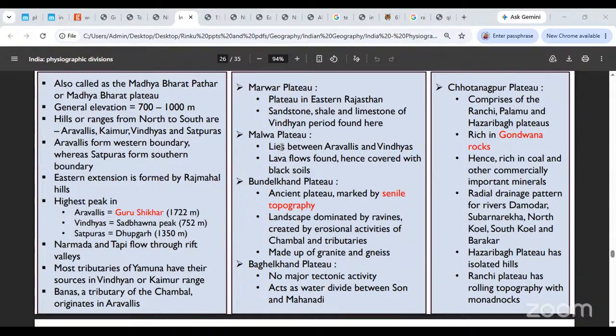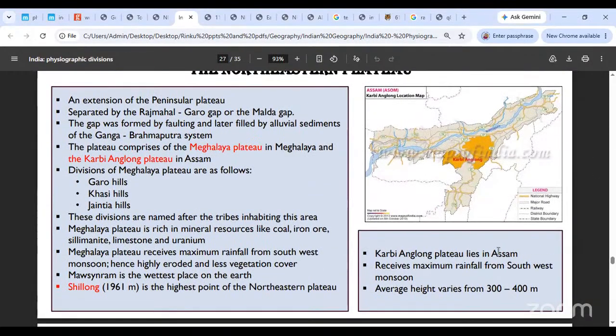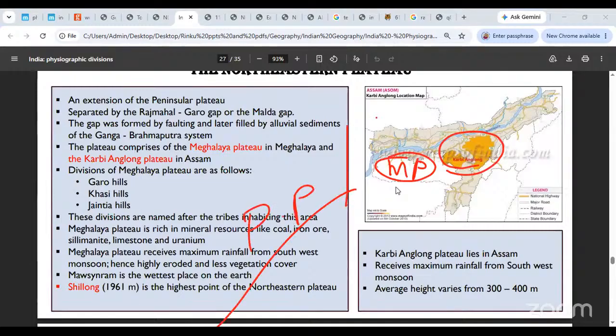Okay, and now you go to the northeastern plateau. See, this is the Meghalaya plateau, right? You're looking at the Meghalaya plateau over here, and in the Assam part you find the Karbi Anglong plateau. So essentially, this is the rest of the peninsular plateau. You have the Malda gap, or the Garo gap over here, the Rajmahal Hills gap, and then clearly it has been filled.